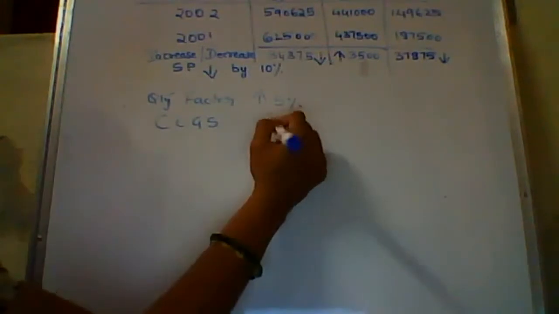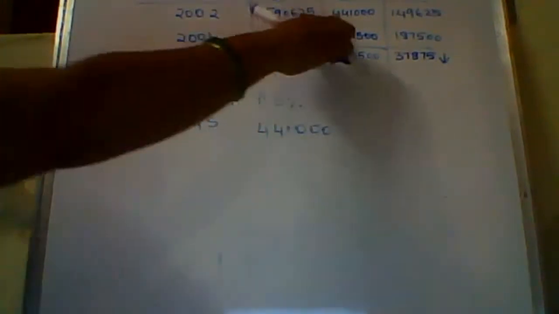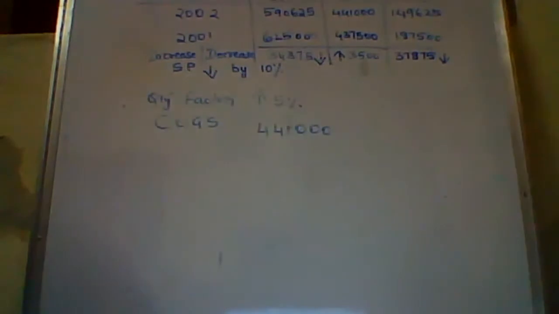I told you whenever you are going in reverse, the reverse should always start from the current year. So I will start with the current year and then go in reverse and find out what the changes are. So I am now taking the cost of goods sold. 4,41,000 is the cost of goods sold, which is after the quantity increase of 5%.